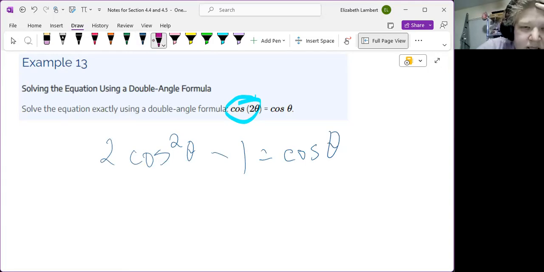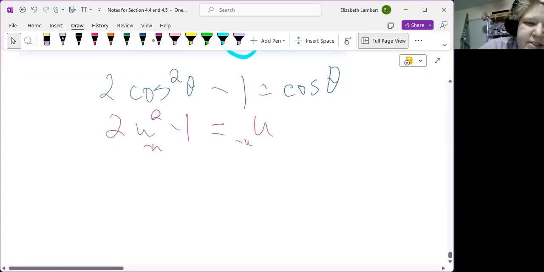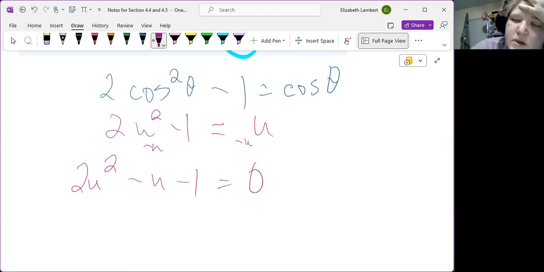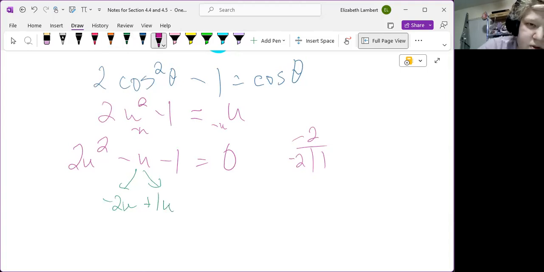All right, so ugly: 2u squared minus 1 equals u. So we minus the u. This is 2u squared minus u minus 1 equals 0. So multiply to negative 2, add to negative 1: negative 2 and positive 1. So here, change this out for minus 2u plus 1u. Recopy. Factor by grouping 2u.